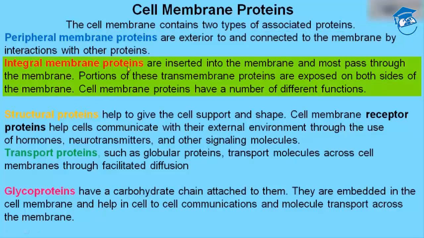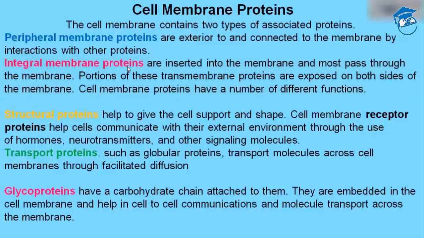Second is integral membrane protein. They are inserted or embedded in the cell membrane and most pass through the membrane. The portions of these transmembrane proteins are exposed on both sides of the membrane. Students, integral membrane proteins are also called transmembrane proteins, so don't get confused between these two terms. Cell membrane proteins have a number of different functions.